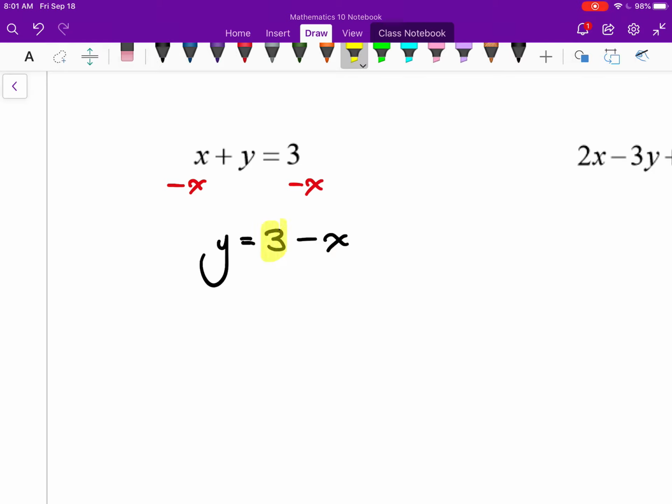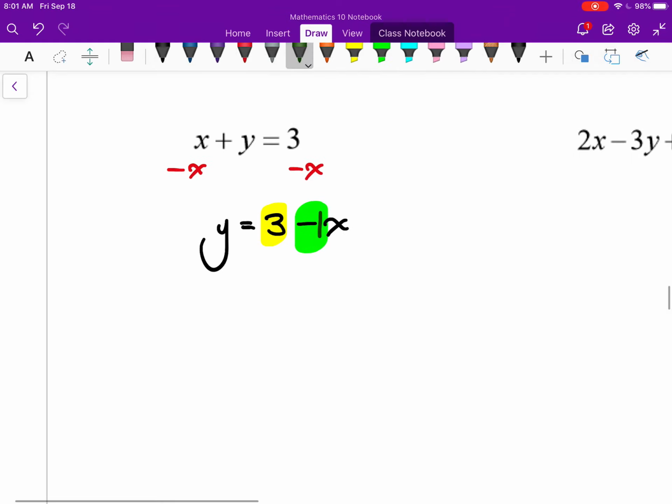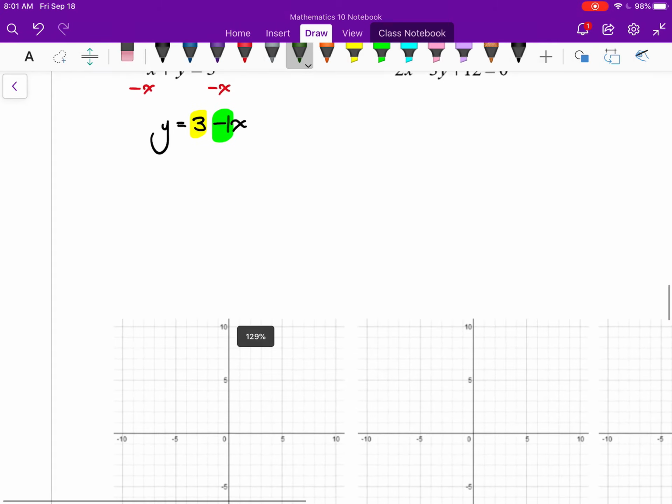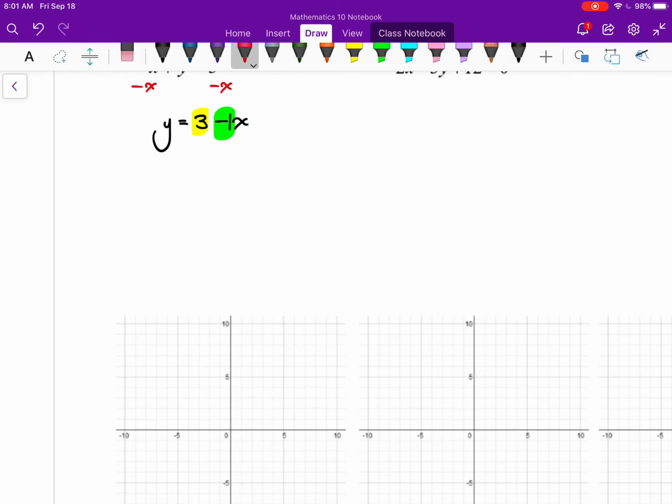Now I got my equation. The 3 is my y-intercept. My slope is negative 1. And I got everything I need. And so now I can plot this. As usual, I start with my y-intercept of 3, which is right here. And then a slope of negative 1. Remember, a slope of negative 1 means a rise of negative 1 over a run of positive 1.